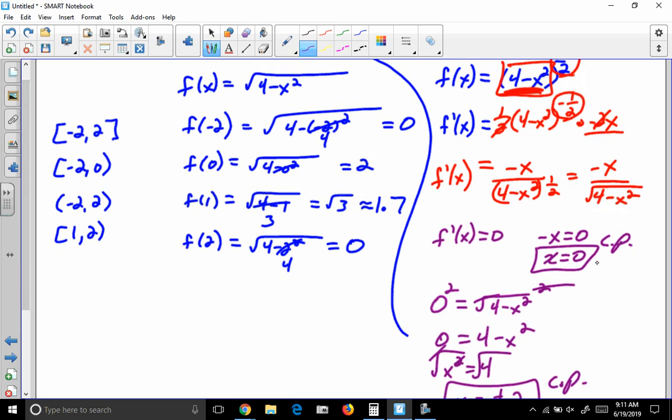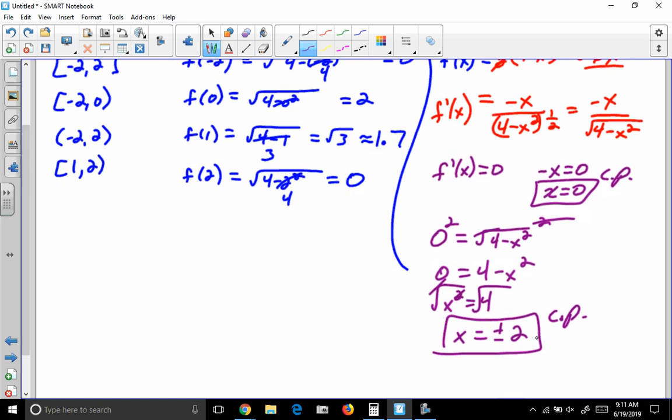The first one is a critical point where our first derivative is 0. The other ones are critical points where our first derivative is undefined.